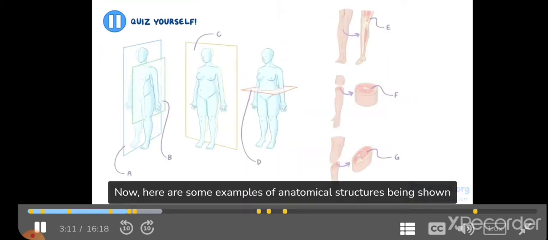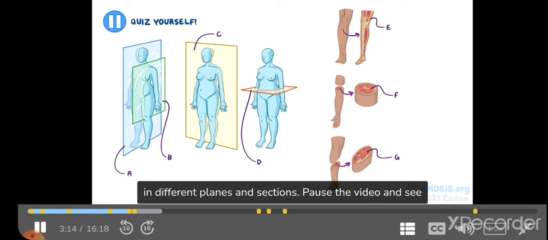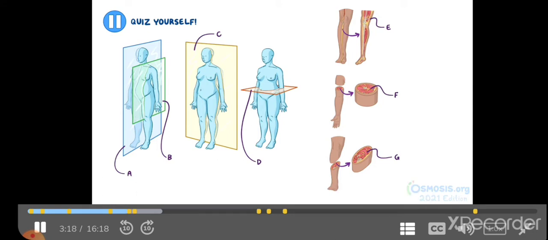Now, here are some examples of anatomical structures being shown in different planes and sections. Pause the video and see if you can correctly define the plane of view.